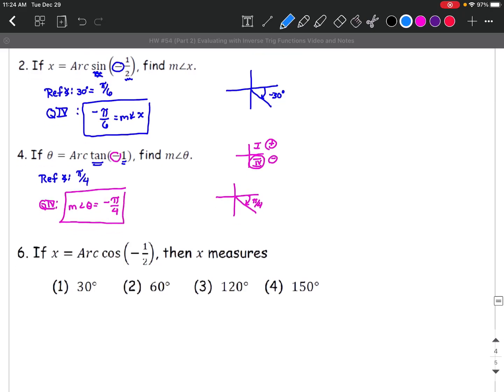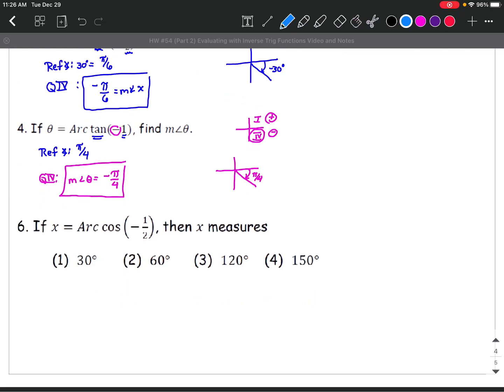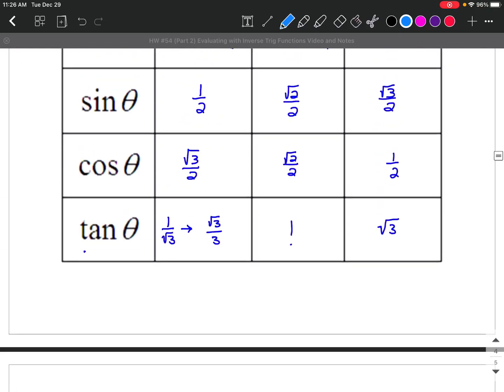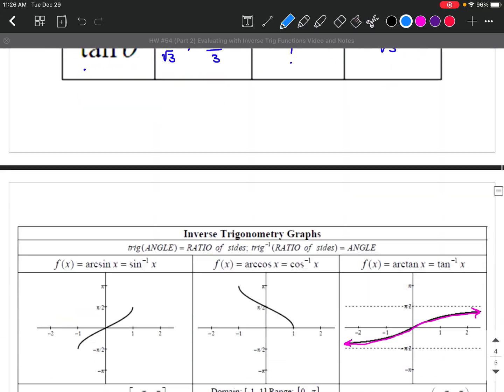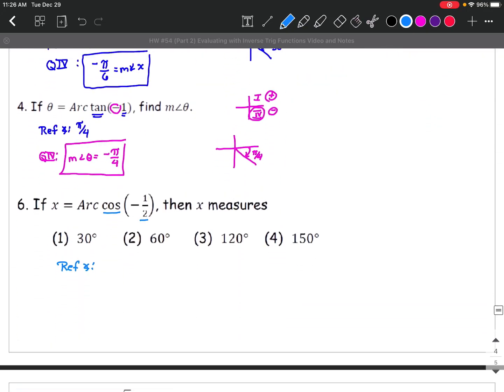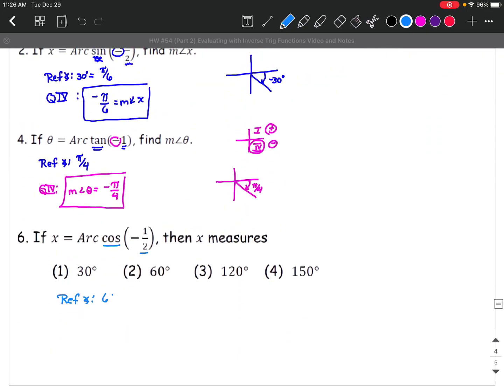Let's try another one. So let's take a look at x equals arc cosine of negative 1/2. So the first thing we're going to do is look at when the cosine is 1/2, and that's going to give us our reference angle. The cosine of what is 1/2? Think about your chart. The cosine of what angle is 1/2? And that would be 60 degrees. Now normally I would change that to radians, but notice it's multiple choice and they're all in degrees, so I'm not going to change it to radians.